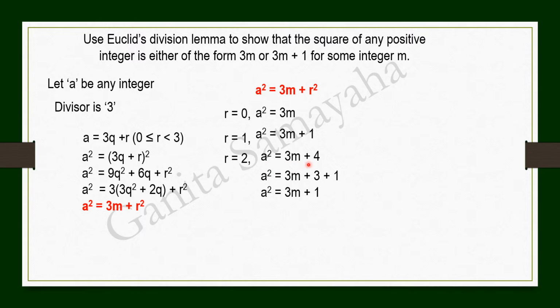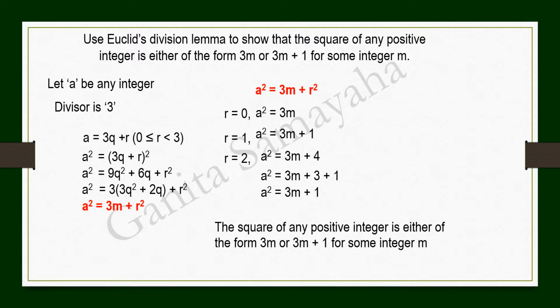We have written it as 3m plus 4, and we have simply considered 3m plus 3 as 3 into some m, which is an integer. So 3 into m, a multiple of 3, we get here, first two terms, plus 1. So this is how we have proved that the square of any positive integer is either of the form 3m or 3m plus 1 for some integer m. Hope this is clear, children.